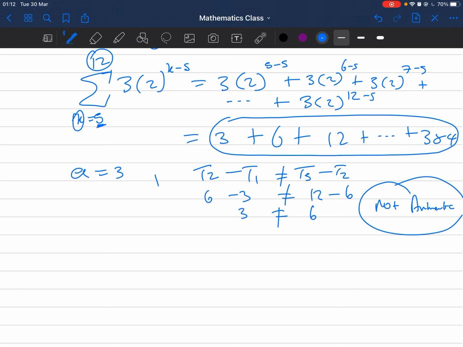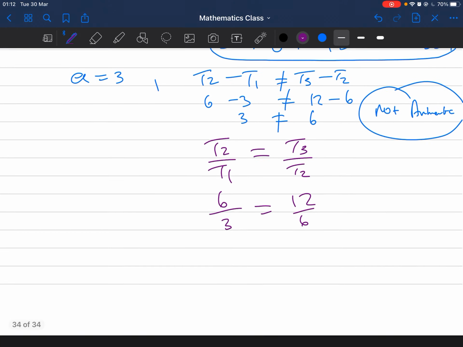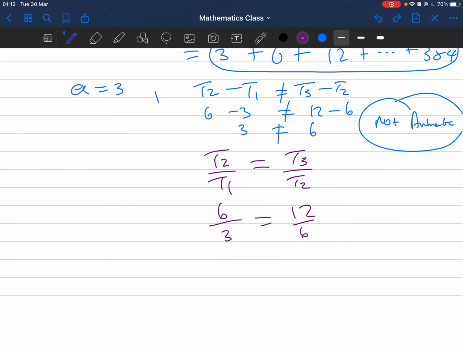Cool. Now let's check if it's geometric. If it's geometric, you have T2 over T1 should be equal to T3 over T2. T2 is 6, T1 is 3, T3 is 12, T2 is 6. 6 over 3 is 2. 12 over 6 is 2. So it is geometric. Now, since it's geometric, therefore our r is 2.